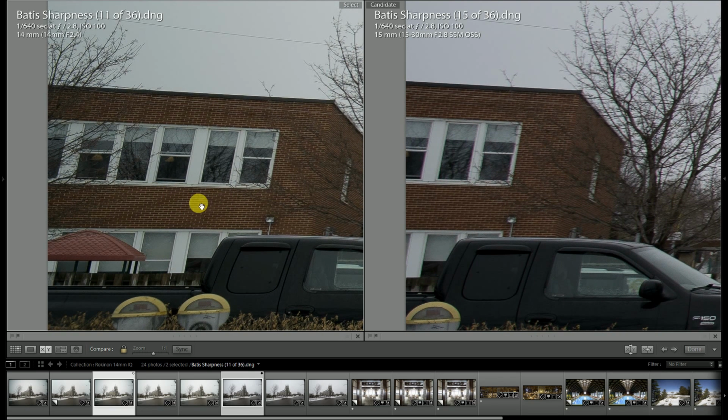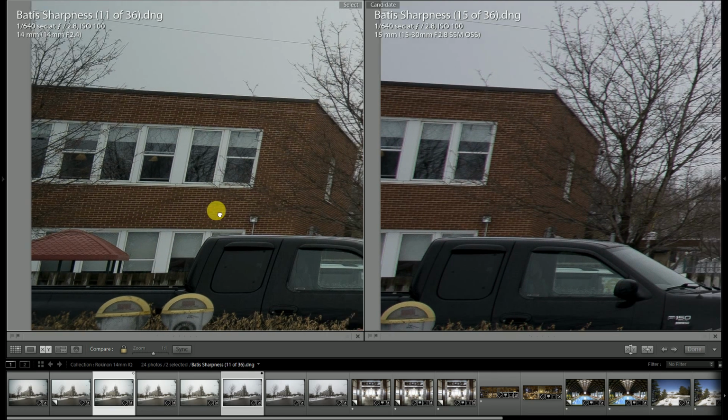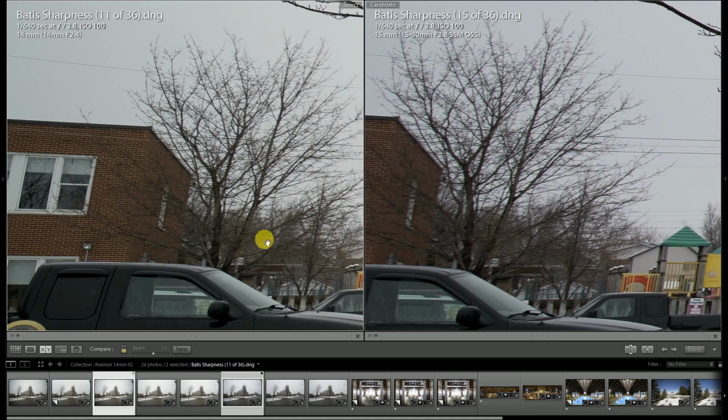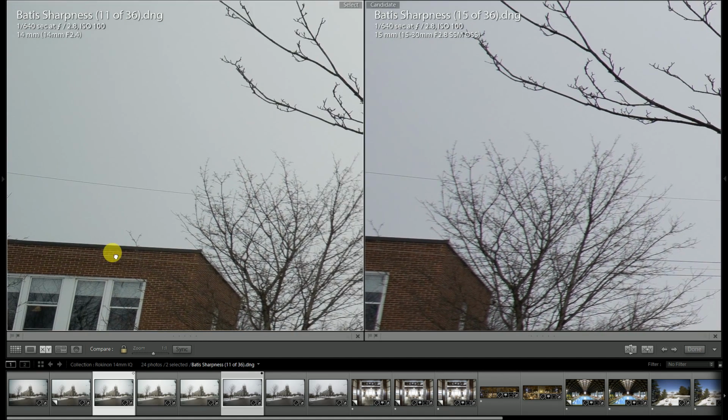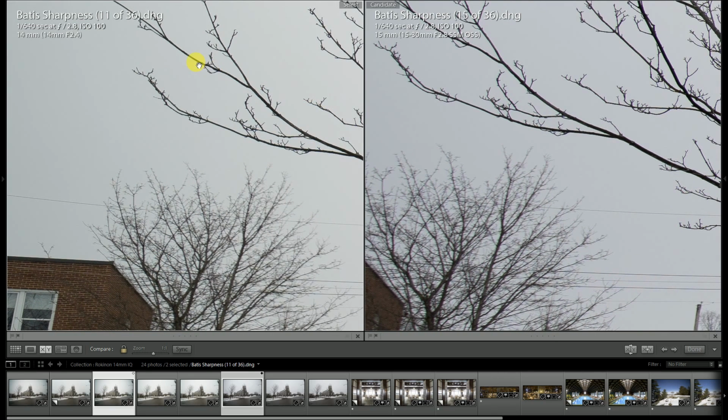However, there is a clear difference in texture information here, and even looking at this tree, we can see that the Rokinon is just delivering a sharper image towards the edge of the frame. One other thing I want to note is that even at f2.4 in this transition area, a point of very high contrast, you're not seeing any chromatic aberration at all here, and I've not attempted to correct for it. It's just doing a great job here, and so a very impressive performance there.